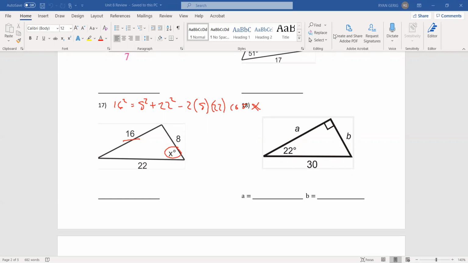So 16 squared is 256. 8 squared plus 22 squared, I'm going to go ahead and do that and just say that's 548. Minus 2 times 8 times 22 is 352. Notice I did not put those together. Don't fall for that mistake.